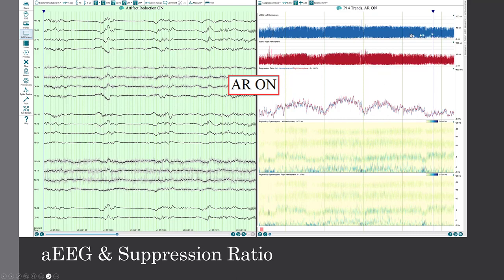And one effect is that the AEG for the left and right hemisphere, this trend, looks pretty symmetric. And we see the same for the suppression ratio, where we don't have the right going to 0 because these channels have muscle artifact. We've separated that so that these are now correctly representing the cerebral signal.